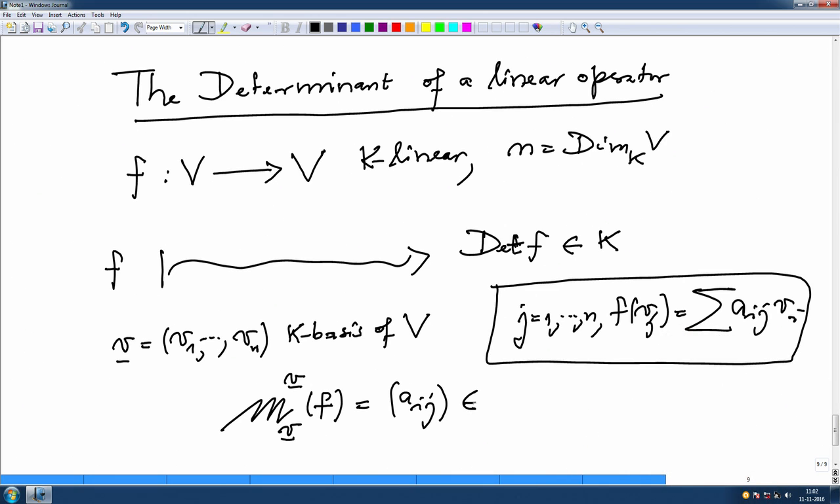This is a matrix in M n K. And then define det f equal to the determinant of this matrix. But now one has to justify that this definition does not depend on this basis V.